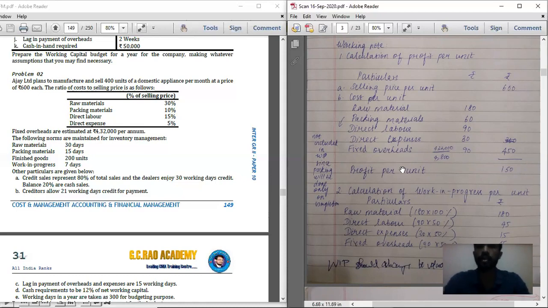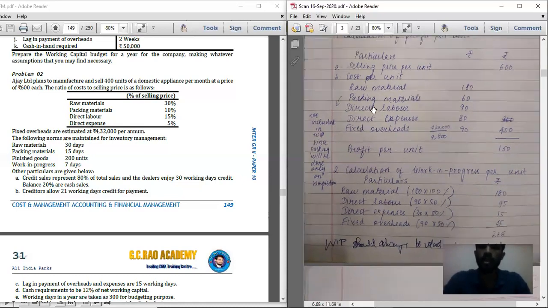Particulars, amount and amount. Below that, particulars, small a, selling price per unit. How much have they given as selling price per unit? 600 rupees each. So in the outer amount column, put 600. Below that, small b, cost per unit.